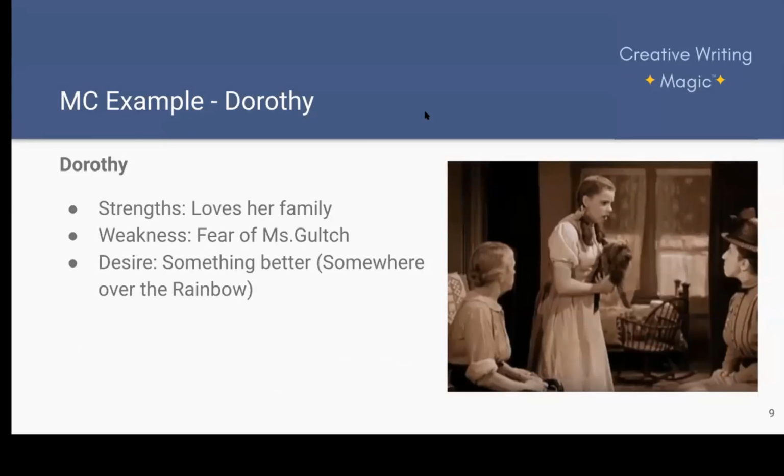So an example, as I mentioned before, that we're going to talk about a lot tonight is the classic Wizard of Oz main character, Dorothy. So, of course, her strengths are that she loves her family. The weakness, especially in the beginning, is the fear of Miss Gulch. And the desire is she wants something better, which is perfectly exemplified by her singing the classic Somewhere Over the Rainbow song.